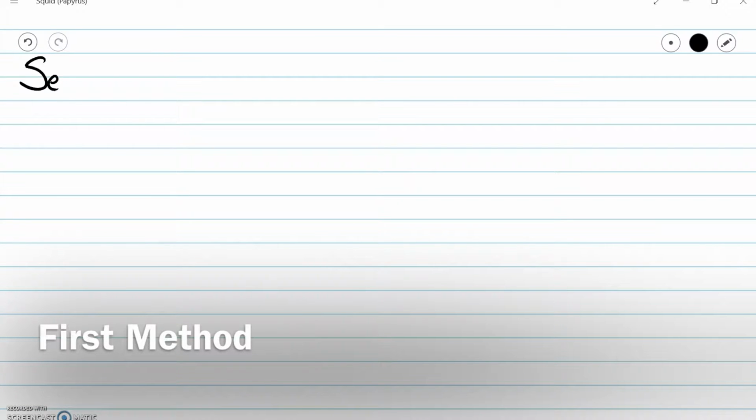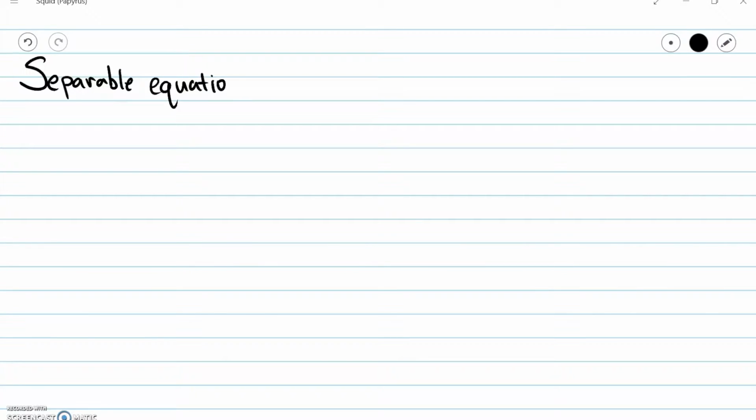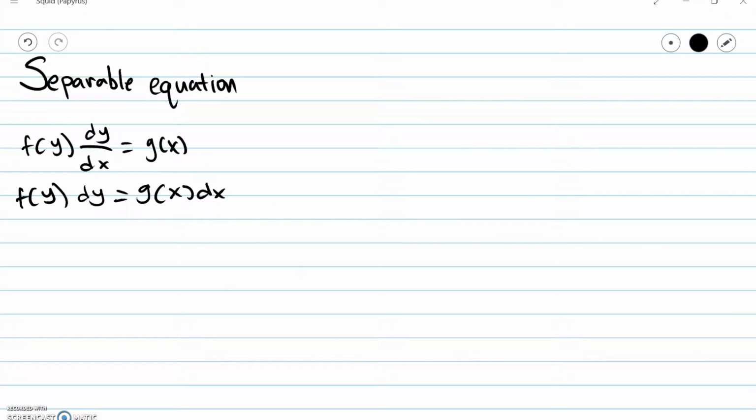The first method that we learned in chapter 9 is the separation method. A separable equation comes in the form of f(y) dy/dx equals g(x). Then you take the dx to the other side and you integrate both sides. By doing so, we are able to solve a separable equation.